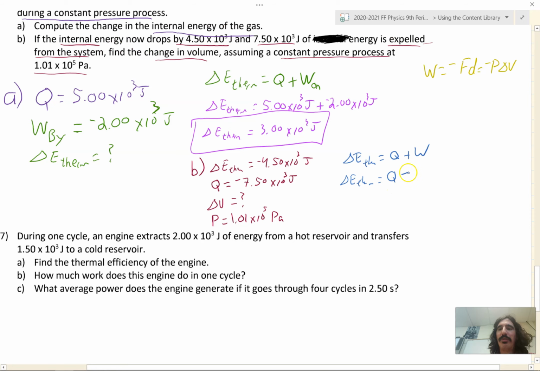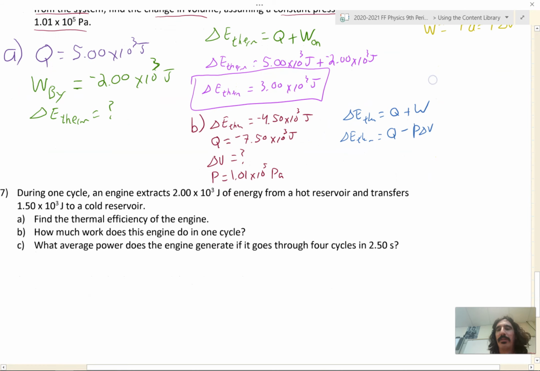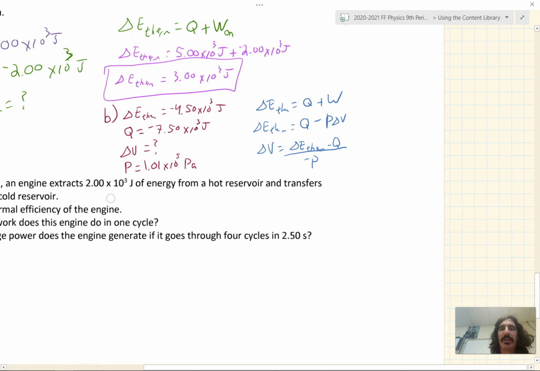So now we can put Q minus P delta V. We're solving for delta V, so why don't we subtract Q and divide by negative P. Delta V equals change in internal energy minus heat all over negative the pressure. And from here we can plug and chug.